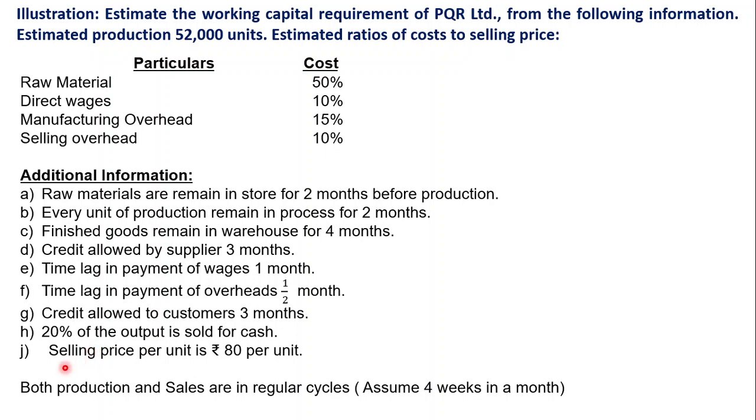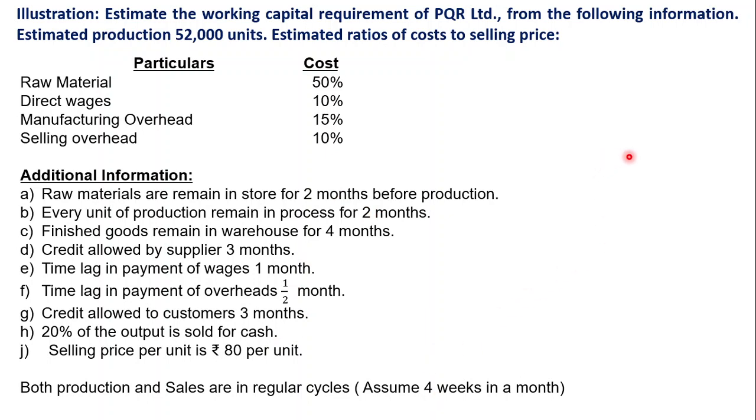Selling price is given as rupees 80 per unit. Both production and sales are in regular cycles. Assume 4 weeks in a month. Please take note of this. If it is 2 months, then there are 8 weeks. 1 month consists of 4 weeks, 2 months consist of 8 weeks. Like this, we need to change all these month calculations into weeks.